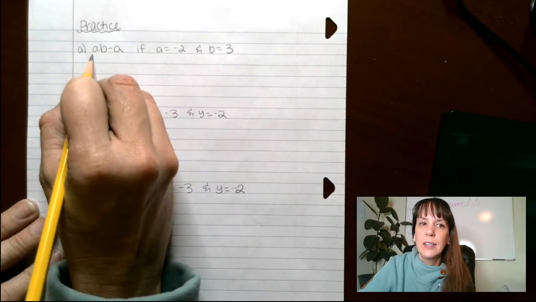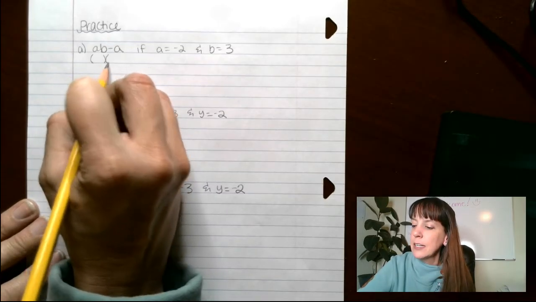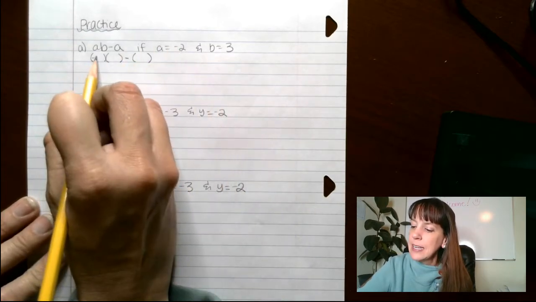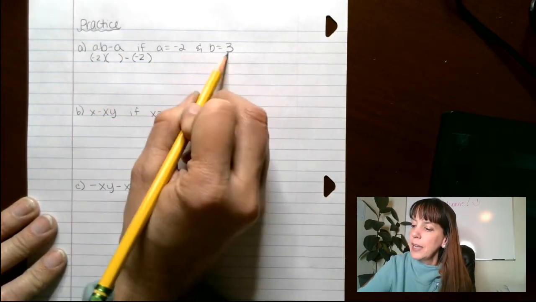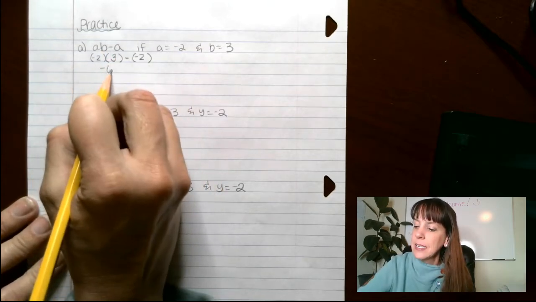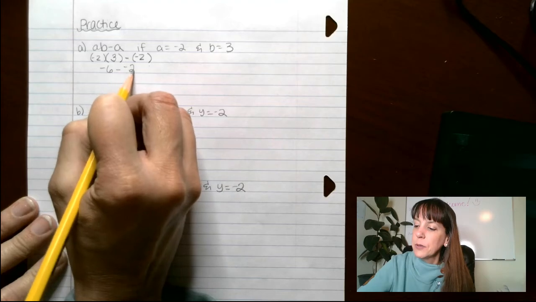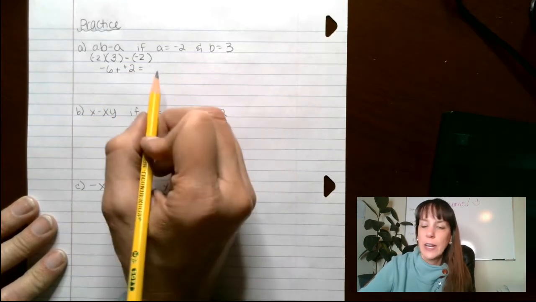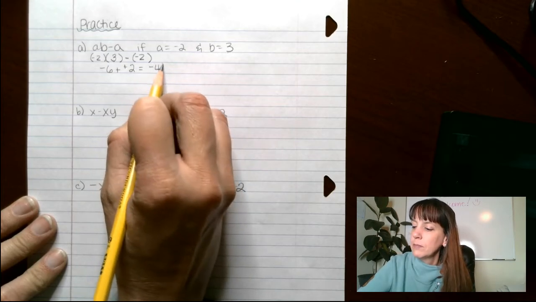All right, so let's plug in some parentheses here for our AB minus A. Now let's plug in these guys, A is -2, and B is 3. -2 times +3 is -6 minus -2. 6th graders subtract, 7th graders add the opposite. Which team is larger? Our negative team by 4.